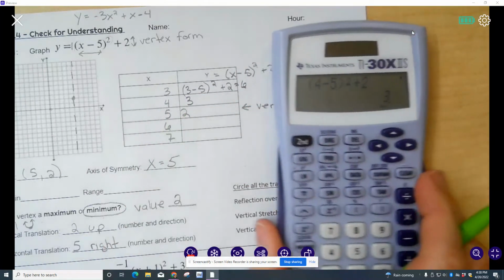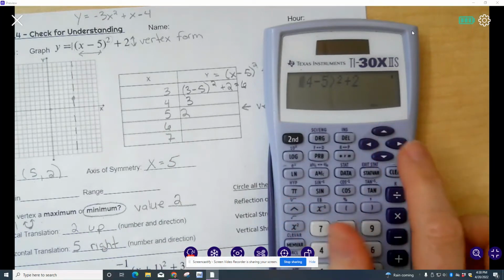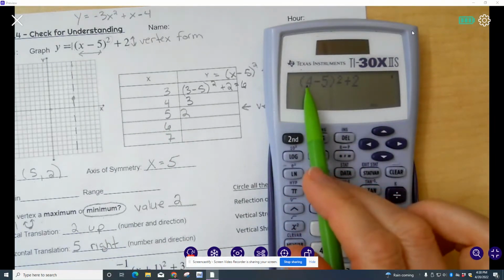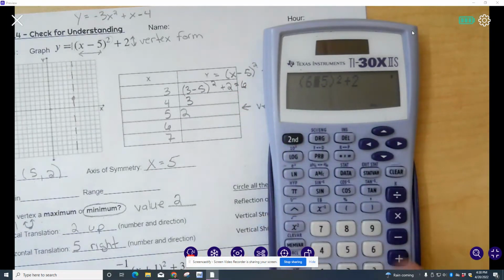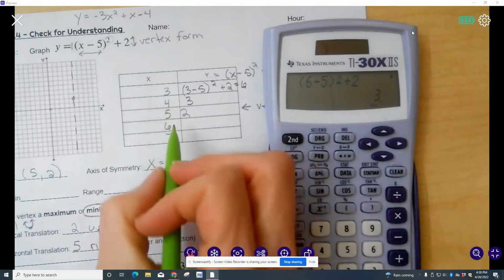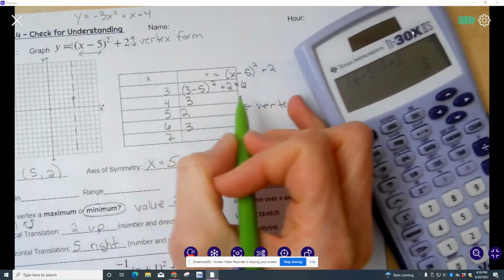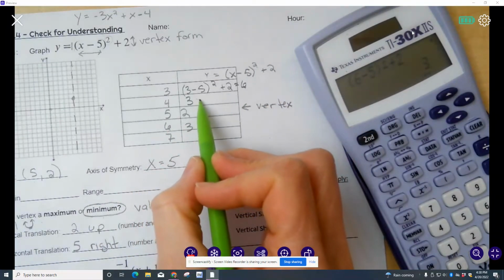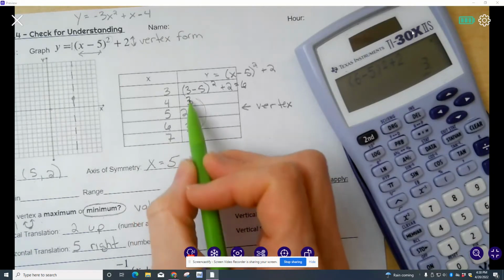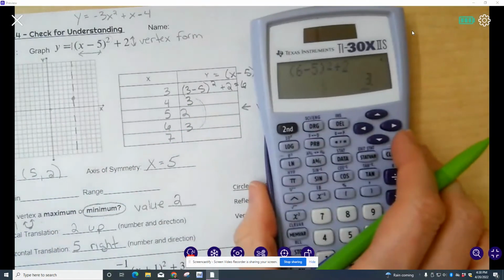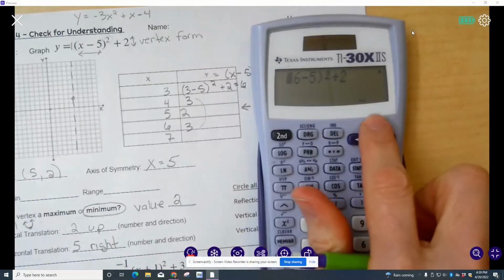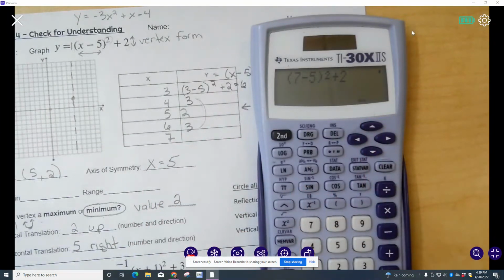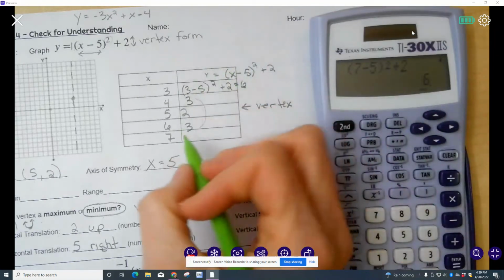When x is 6, I'm going to replace that value with a 6. So instead of x minus 5, I'm going to do 6 minus 5, enter, and I get a 3. And remember, that's normal. Because parabolas are symmetrical, these two y values should match on either side of the vertex. When I put 7 in, I should get 6. So let's check that. Let's put 7 in. There we go. And I get a 6.